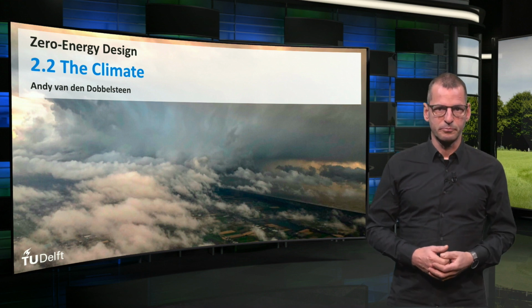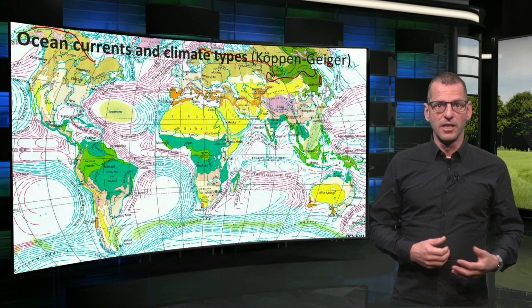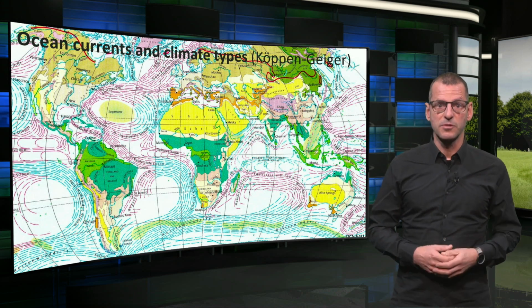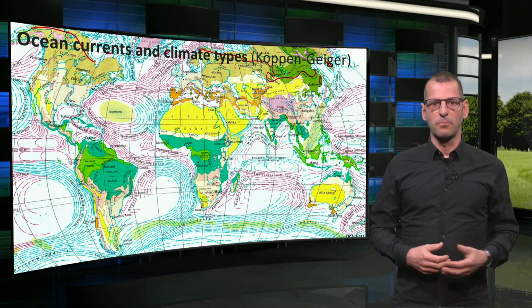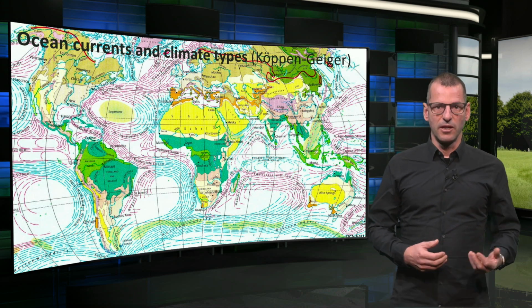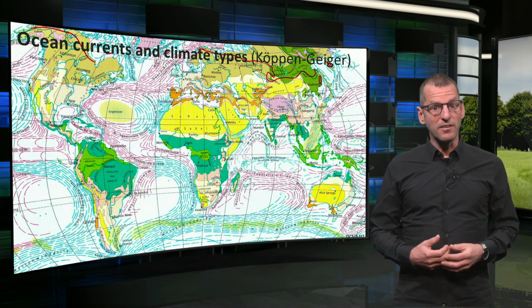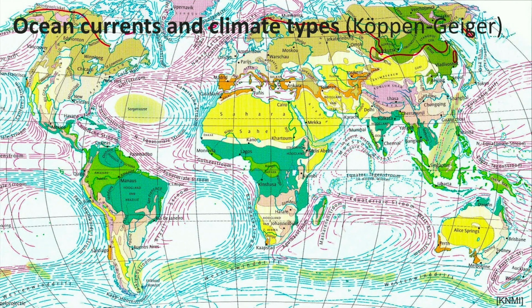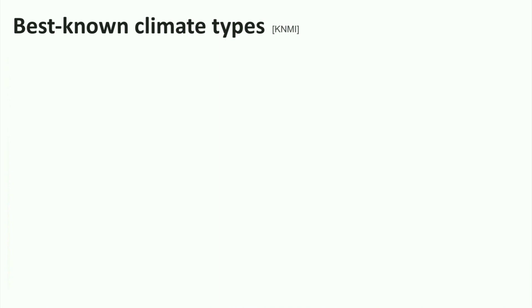and what that means for our building design. Universe, sun, moon, greenhouse effect, oceans, land, ice caps, all factors that have created a planet with different climate zones and ocean currents that transport heat and cold across the planet. Here you see different climate zones, as classified by Köppen and Geiger. Every color depicts a different climate. Let's have a look at the best known climate types.